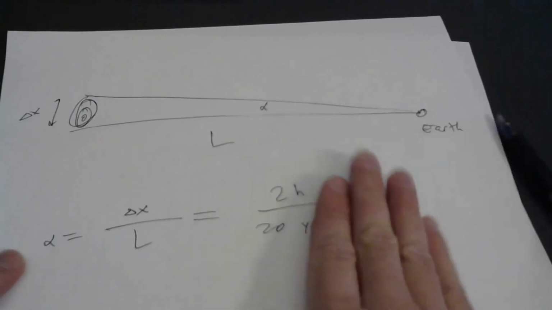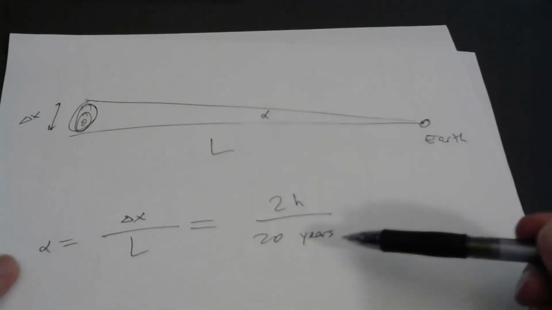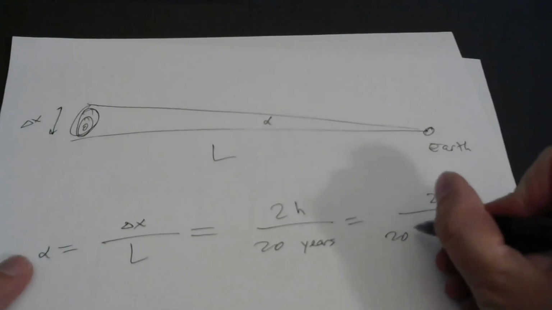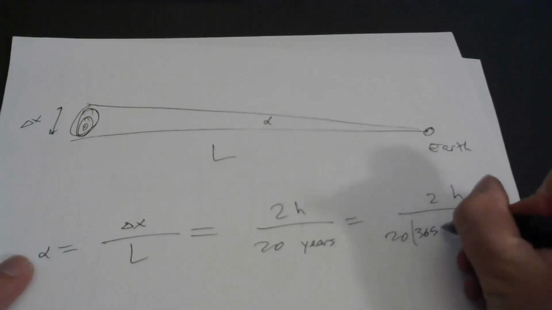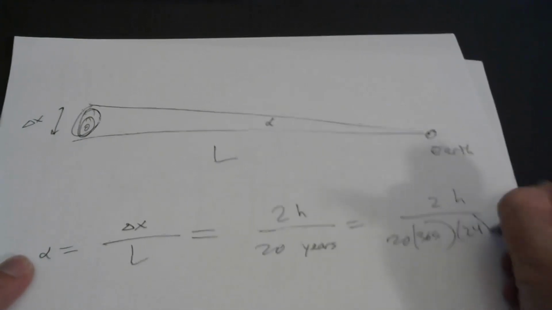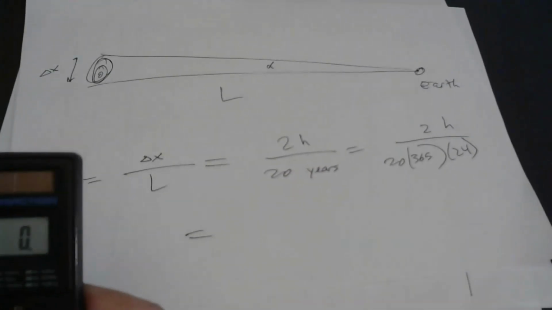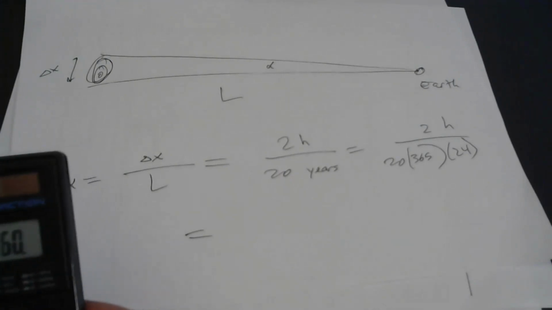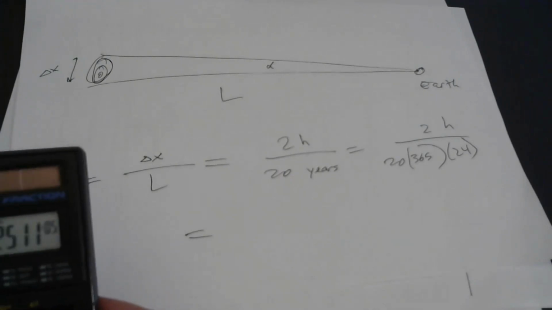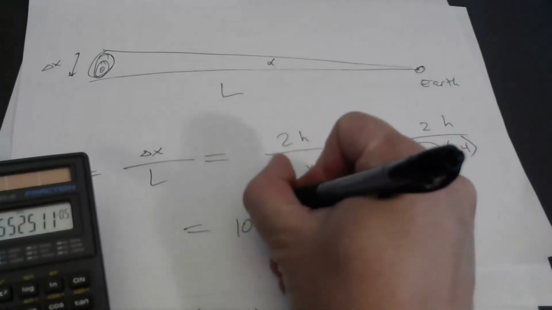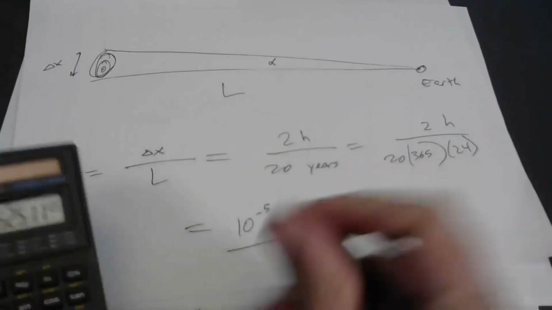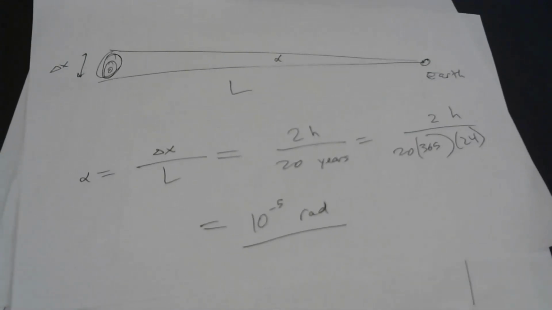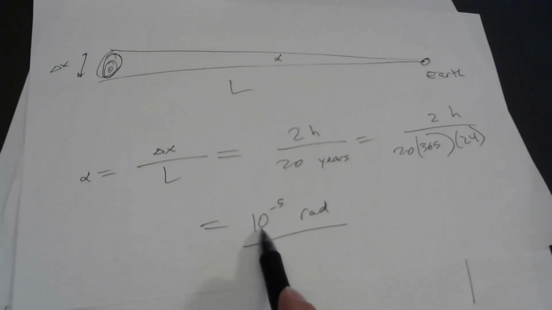Okay, 2/20ths, that's not really the ratio because we have to convert years into hours. Let's see, 2 hours over 20 times. Well, a year has 365 days roughly and 24 hours in a day. Okay, 2 divided by 20 divided by 365 divided by 24. That's 10 to the negative 5th radians. This telescope array has a resolving power of, at minimum, 10 to the negative 5th.